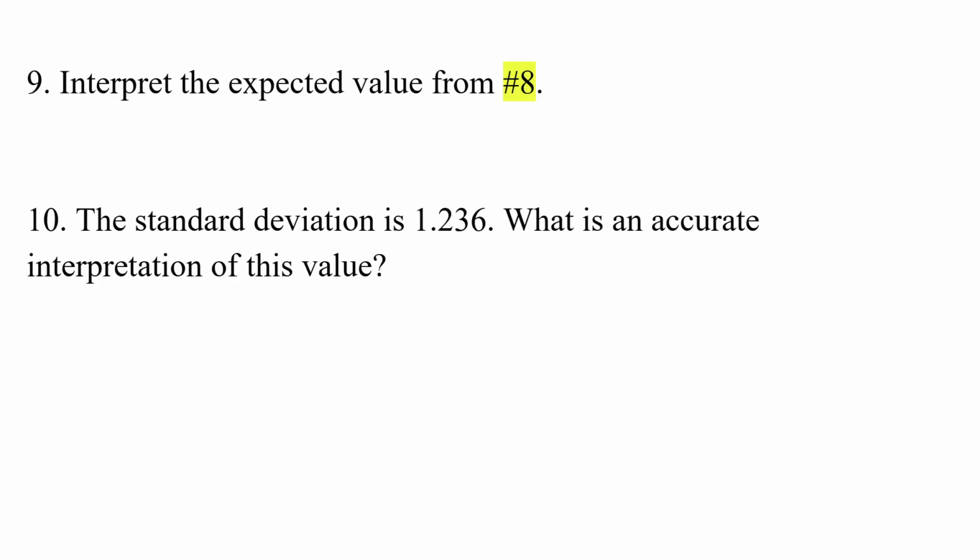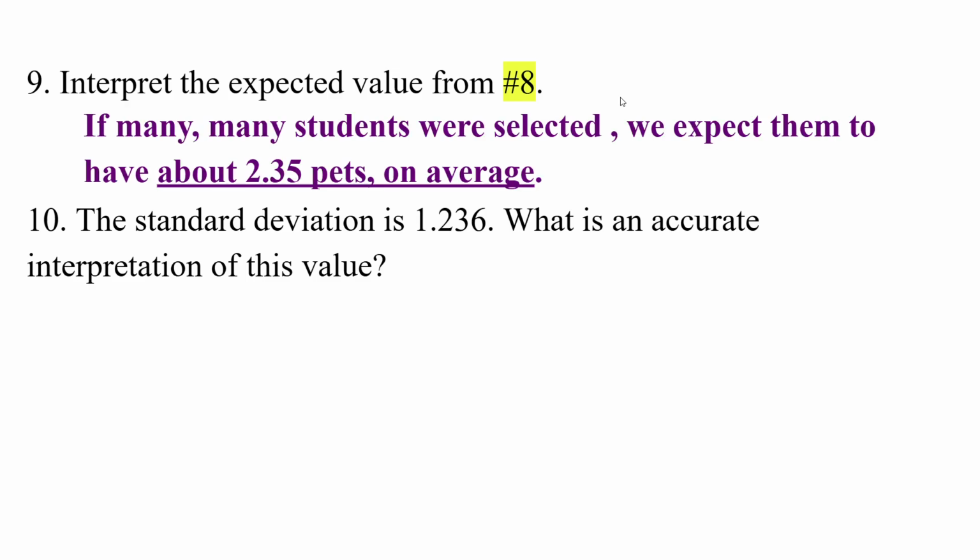All right, in number 9, we're interpreting the expected value for number 8. There may be a typo on your page. I had moved some numbers around. I think I forgot to edit it. So we are interpreting the expected value of that mean from number 8. The underlined part is the part that you really need to remember. If many students are selected, we expect them to have about 2.35 pets on average.